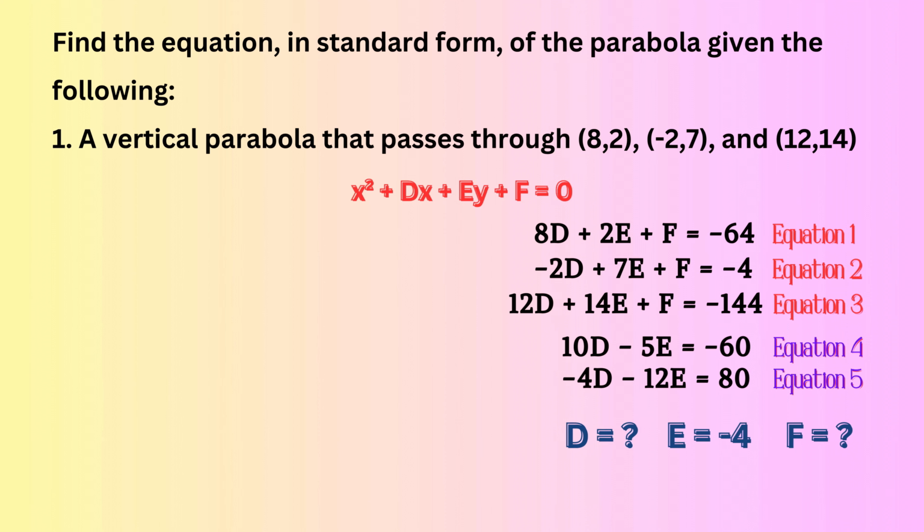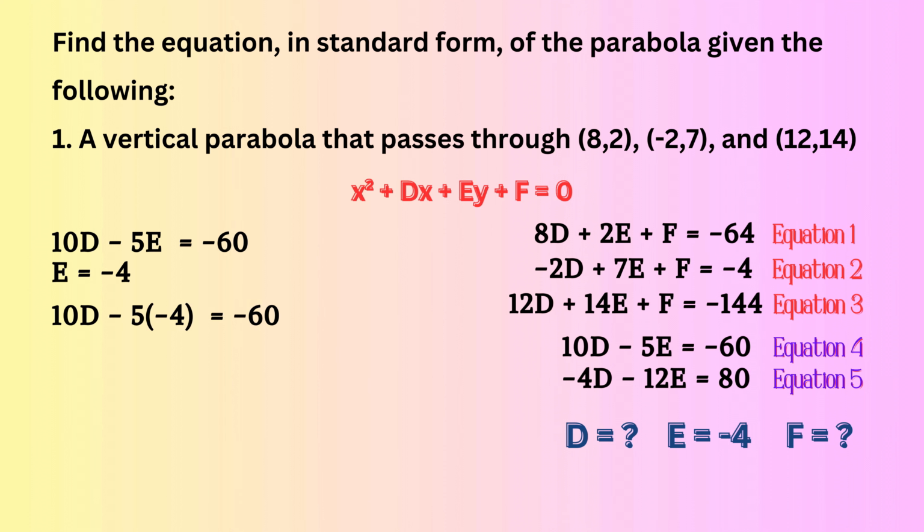So let's use this to solve for d. Using one of the equations 4 and 5, we can substitute the value of e to solve for d. In this case, let us use equation 4. So with e equals negative 4, we will have 10d minus 5 times negative 4 equals negative 60. Negative 5 times negative 4 is 20, so we have 10d plus 20 equals negative 60.